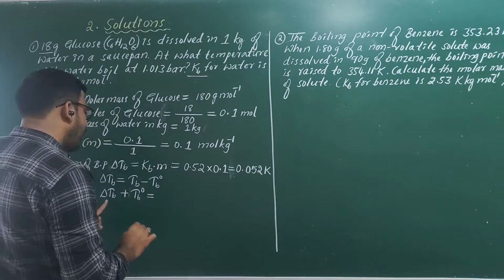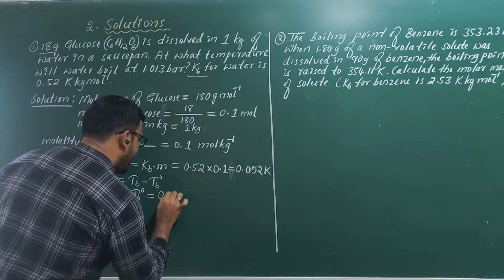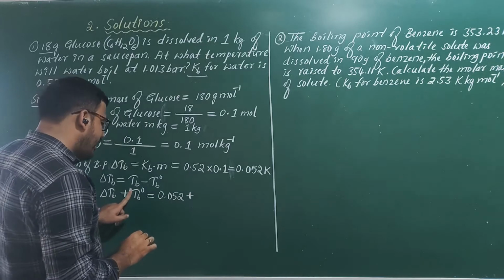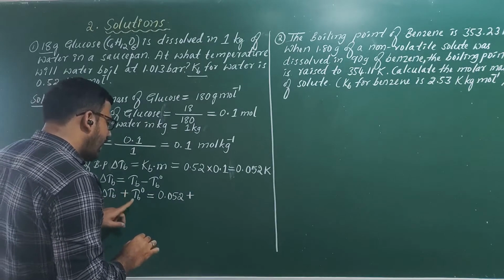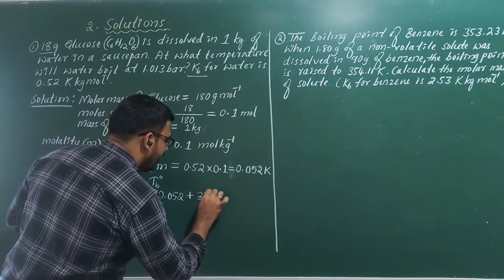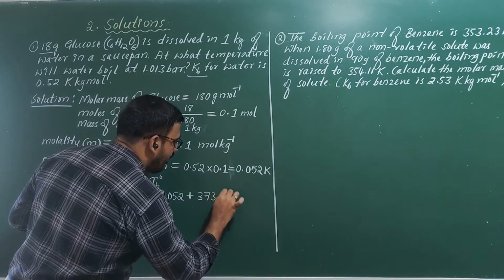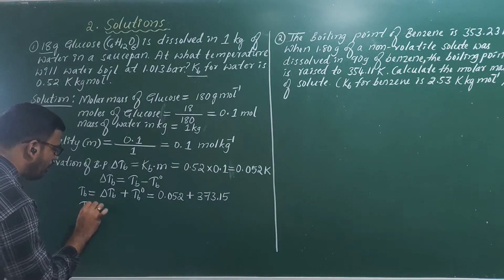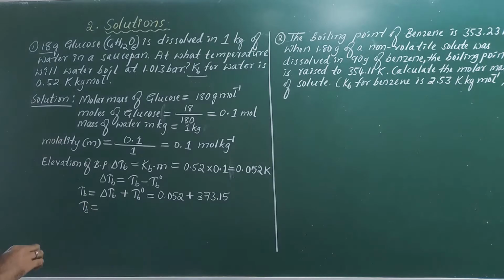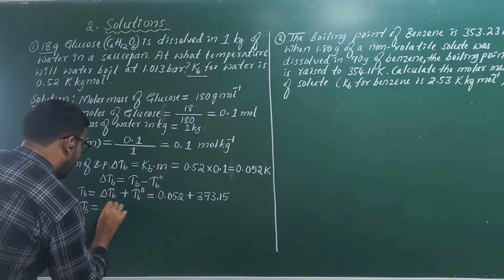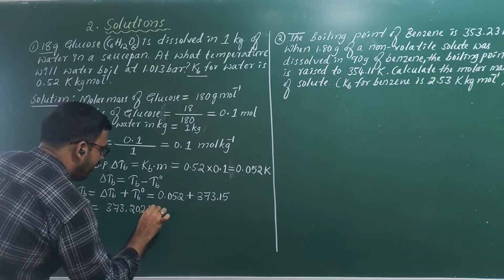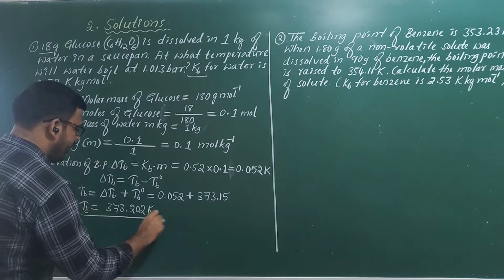So how much is delta TB? See here, we have already calculated it. It is 0.052 plus, what is TB naught? It is the boiling point of the pure solvent, that is pure water. It is 373.15 Kelvin. So the TB value, the boiling point of the solution, you will get as 373.202 Kelvin. So this is the answer.